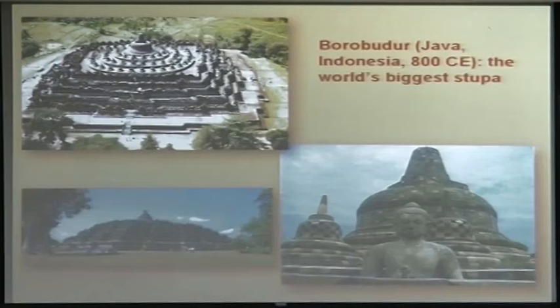And here you see, we will return on Tuesday to this particular stupa because of its very peculiar geometry, and we'll discuss that briefly on Tuesday. I think it has some 59 statues of the Buddha at the top. In fact, more than that, it looks. So this is an enormous construction, which shows the kind of influence that Buddhism had.